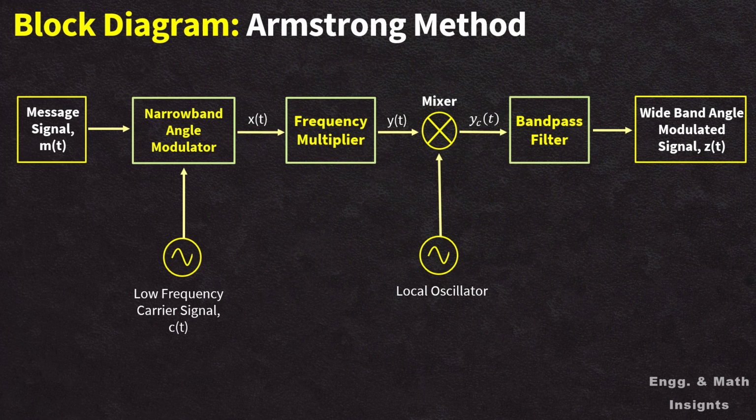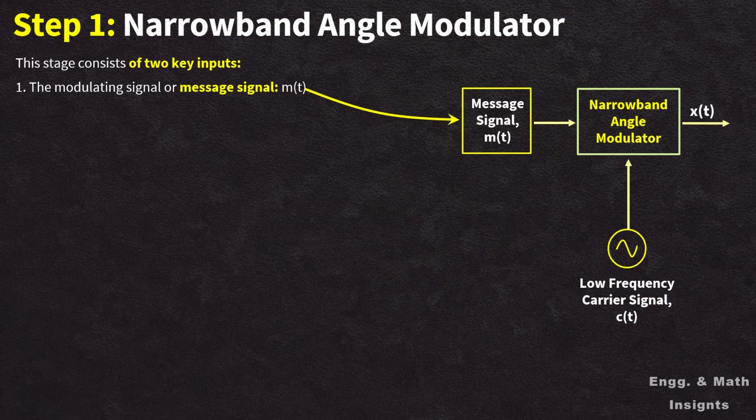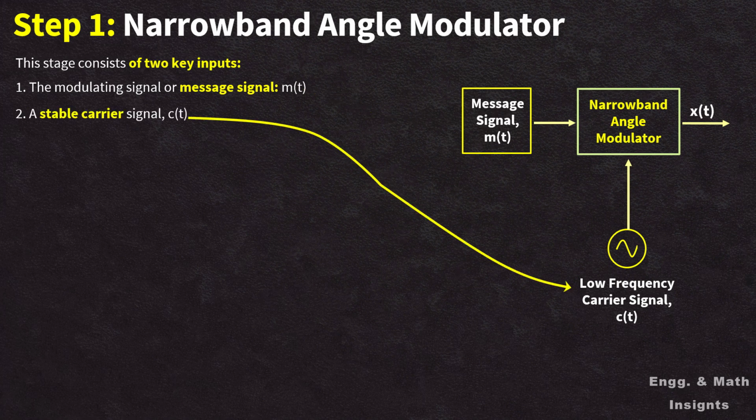Step 1 is the narrowband angle modulator. The process of generating a wideband angle modulated signal begins with the creation of a narrowband angle modulated signal. This stage requires two essential inputs: the modulating signal or message signal m(t), a low frequency baseband signal that contains the actual information to be transmitted in the form of voice, music, or data. The next signal is the carrier signal, which is a stable high frequency sinusoidal signal generated by a crystal oscillator. It is chosen because of its frequency stability.